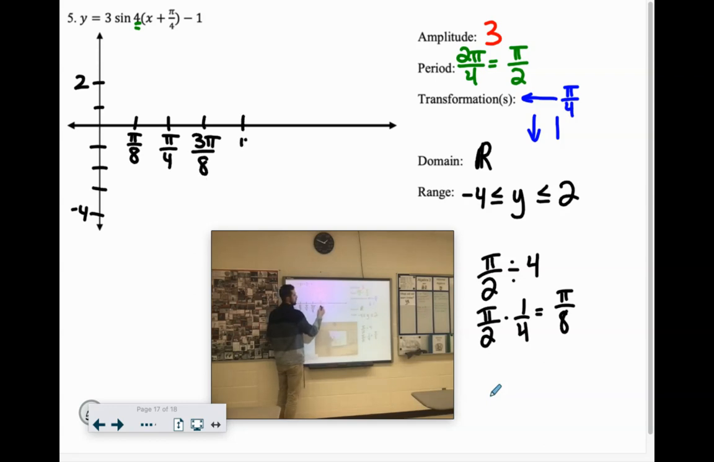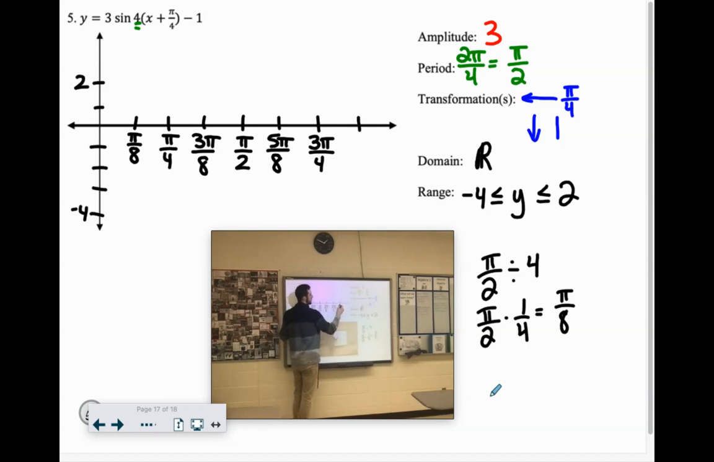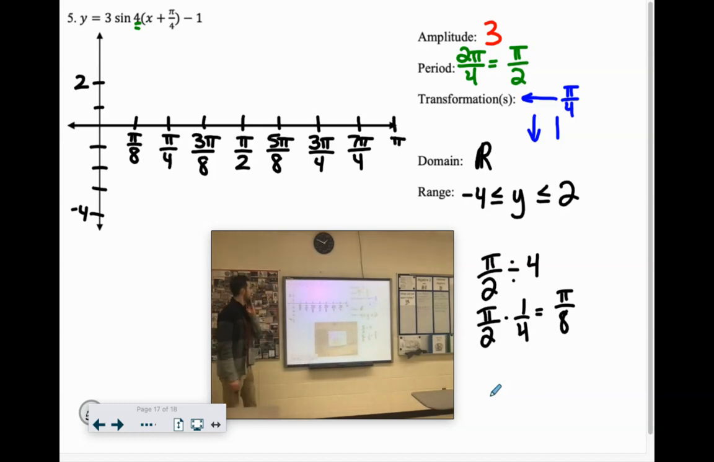4/8 reduces to 1/2. 5/8, 5 pi over 8. 6/8, which would reduce to 3/4. 7/8, 7 pi over 8. And 8/8 would be 1 pi. That's all I can fit on mine. All right.